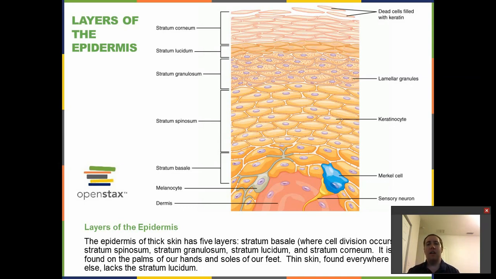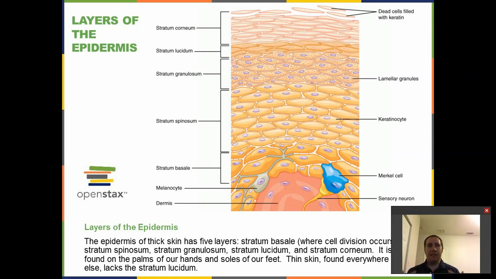These are dead cells, and they are filled with keratin. Both of those ideas are important. They are dead cells. The outermost part of our skin is dead cells. That's something you probably already knew. We know that we slough off dead skin constantly, right? That is coming from the stratum corneum, and they are filled with keratin.